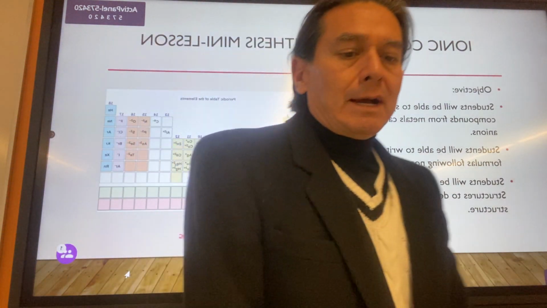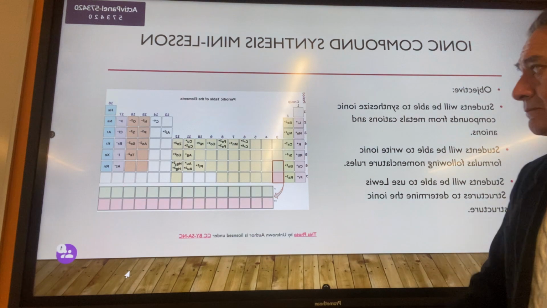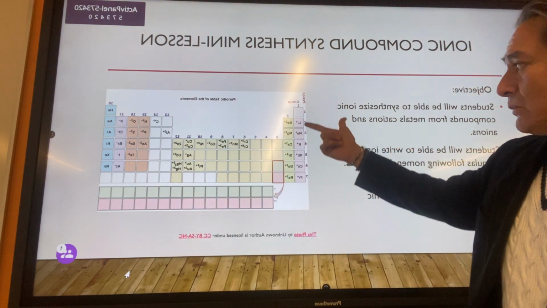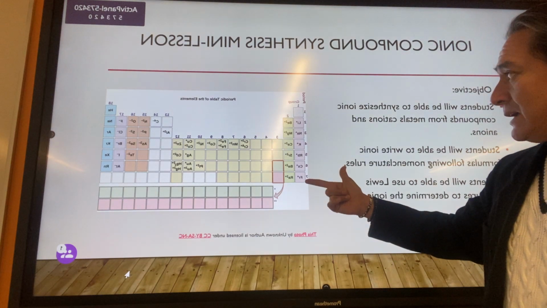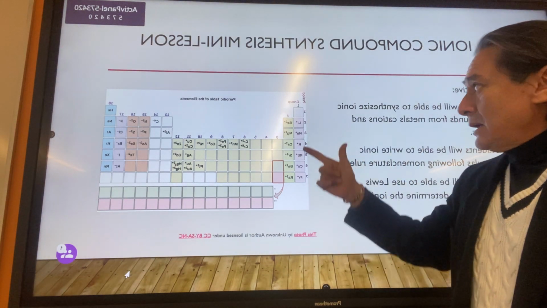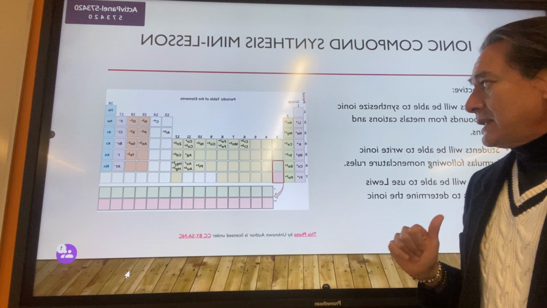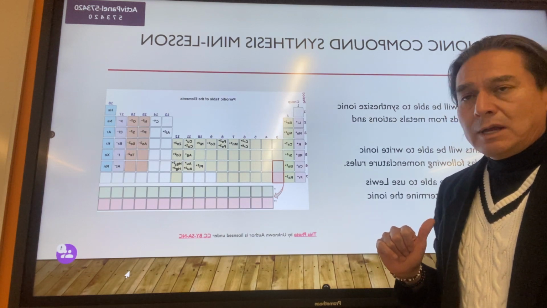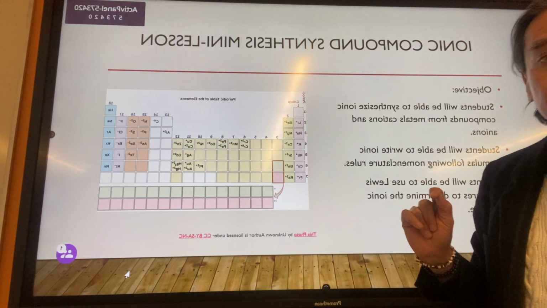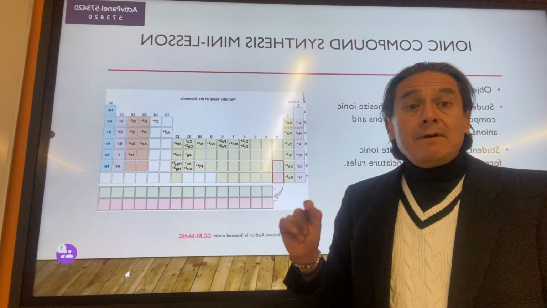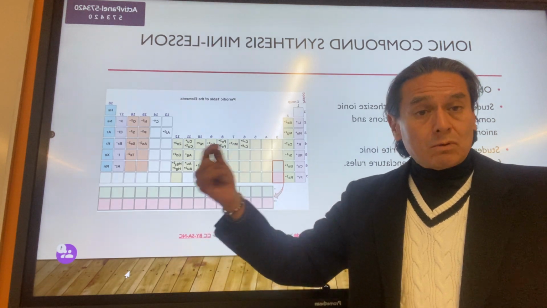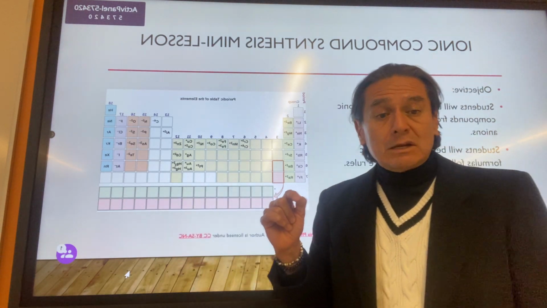As a review, I've set here a periodic table of elements. We're going to be working with group 1 metals, which have a positive charge of 1, and group 2 metals that have a positive charge of 2. The charge is associated with the number of valence electrons that the elements share or donate to the nonmetals.